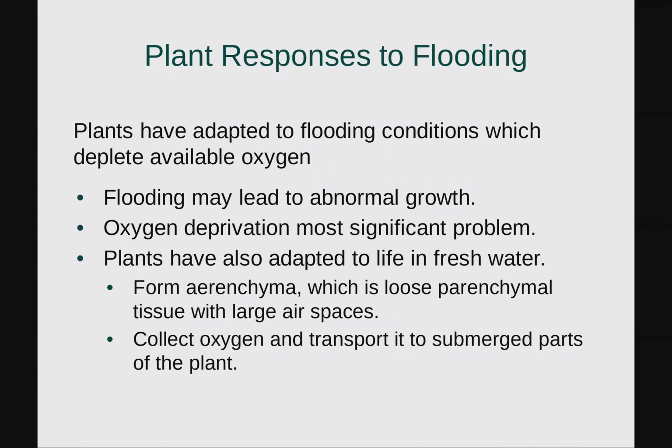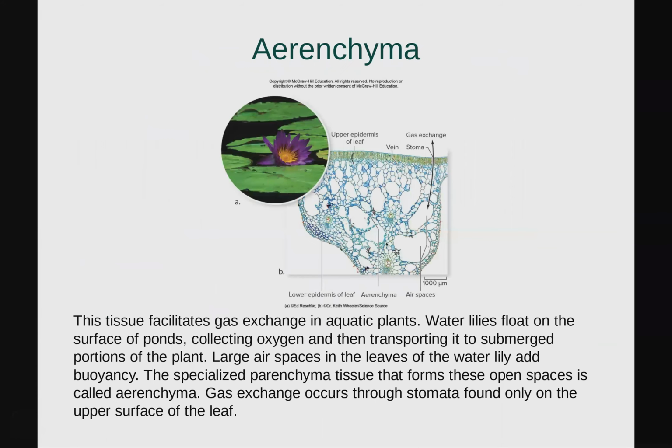plants that live in fresh water have actually evolved some interesting structures, a new type of tissue, which we call aerenchyma, which is loose parenchymal cells with large air spaces, which allow them to collect oxygen and transport it into submerged parts of the plant. And we can see this in our lilies here. We can see our stoma here, our upper epidermis. We have the veins. And then again, we can see this aerenchyma with lots and lots of air spaces, allowing them to capture oxygen, transport it through their veins down to the vascular system, down to the lower parts of the plant, which are anchored in anoxic sediments.